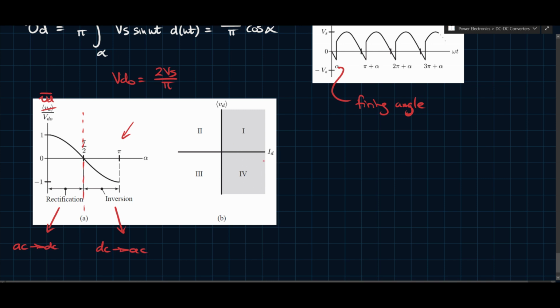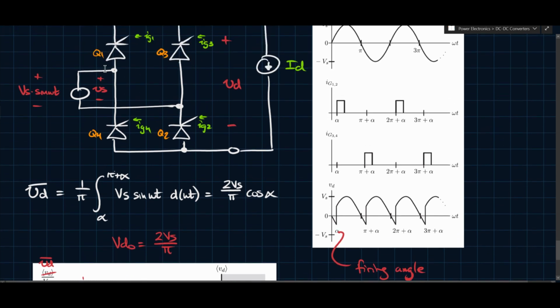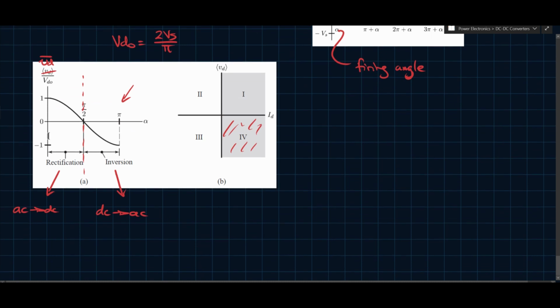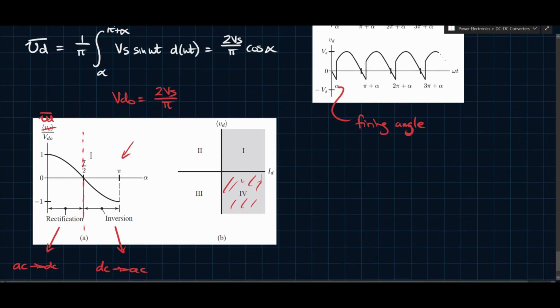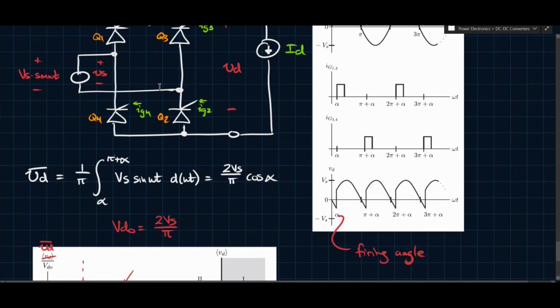So you see here in quadrant 4, voltage is negative and current is positive. You can't have that case in this configuration because of the way these switches are oriented. You'd have to reverse the direction of all of the switches, and then you can have inversion. So although theoretically this is what happens, technically you wouldn't be able to achieve that state. Only the AC to DC power flow is allowed, otherwise you wouldn't have any conduction in these switches.